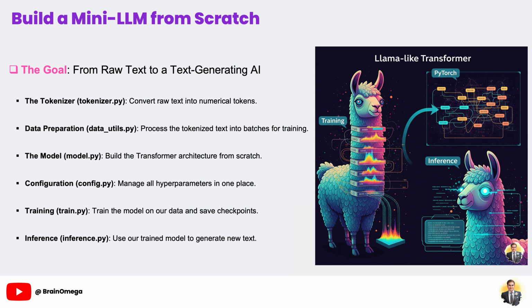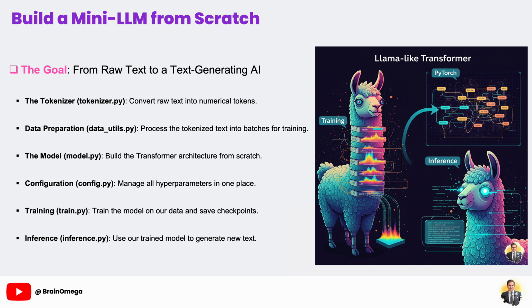Then comes the main event, building the model itself. This is where we'll construct the transformer architecture, the brain of our operation, layer by layer. After that, we'll set up our configuration file. This is like the settings menu for our project, where we can easily tweak all the important numbers.